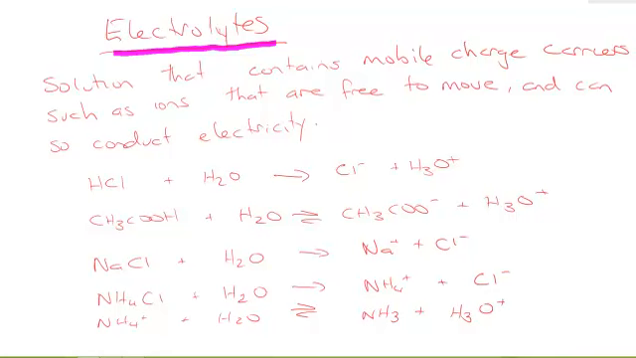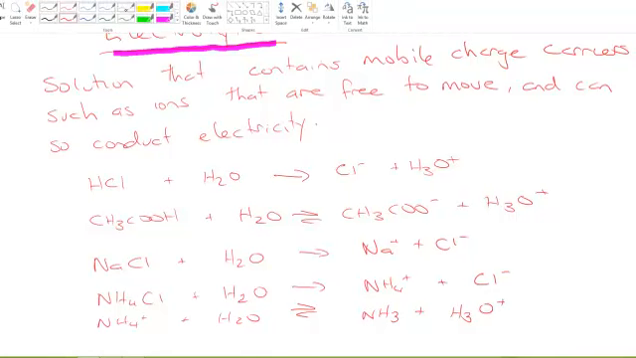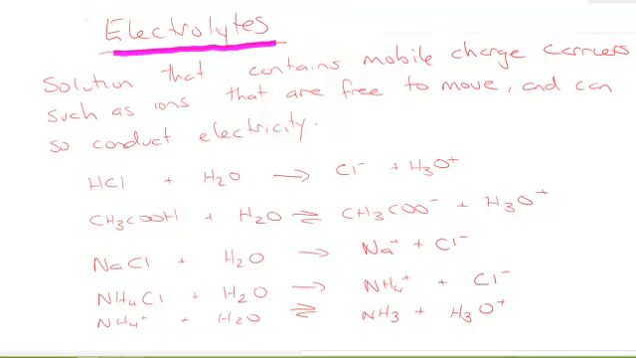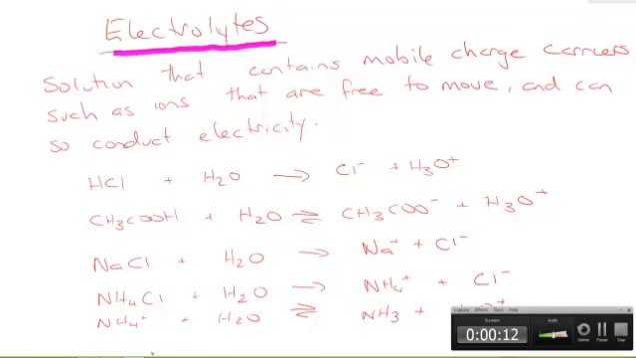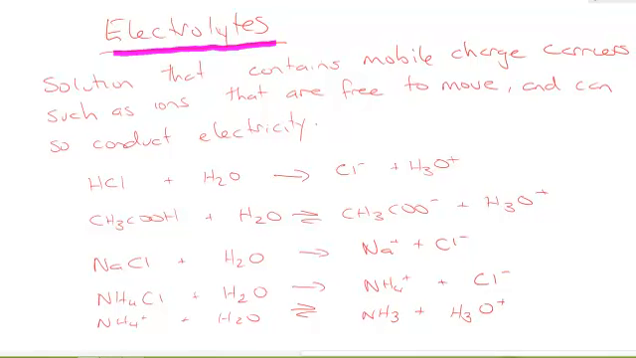A common question is to do with electrolytes, because it really does show your understanding of equilibrium and how it works. Basically, an electrolyte is a solution that contains mobile charge carriers. Now, in reality, in these solutions, it's just any ions that are really free to move and therefore can conduct electricity. It is not electrons. Do not talk about electrons being free to move in an aqueous solution. It is the ions that move.